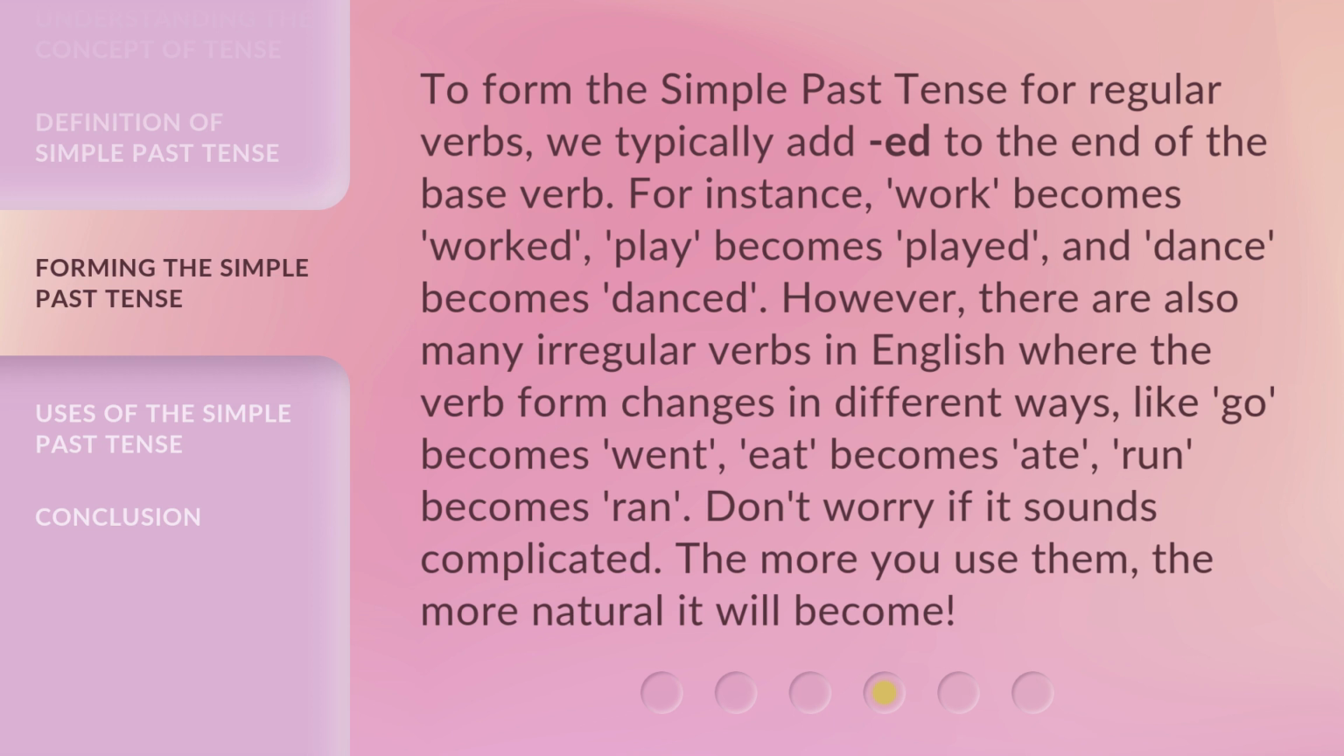However, there are also many irregular verbs in English where the verb form changes in different ways. Like go becomes went, eat becomes ate, run becomes ran. Don't worry if it sounds complicated. The more you use them, the more natural it will become.